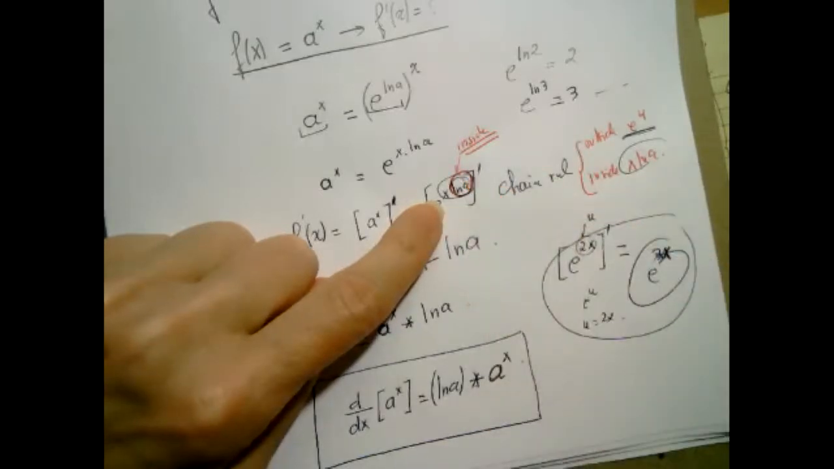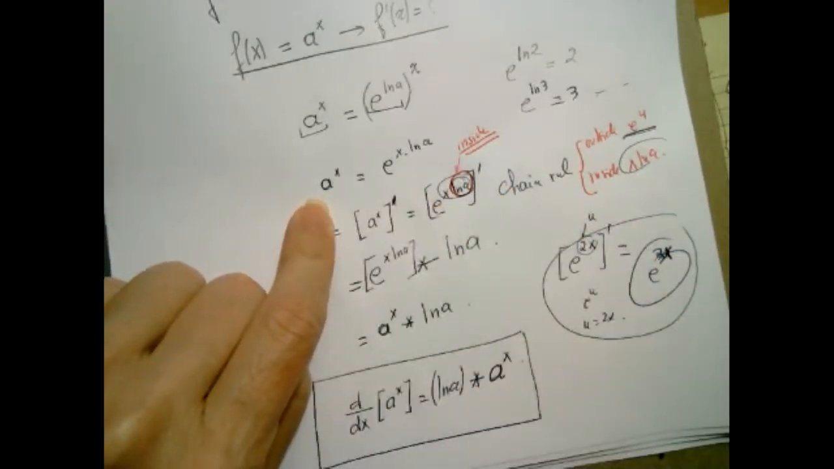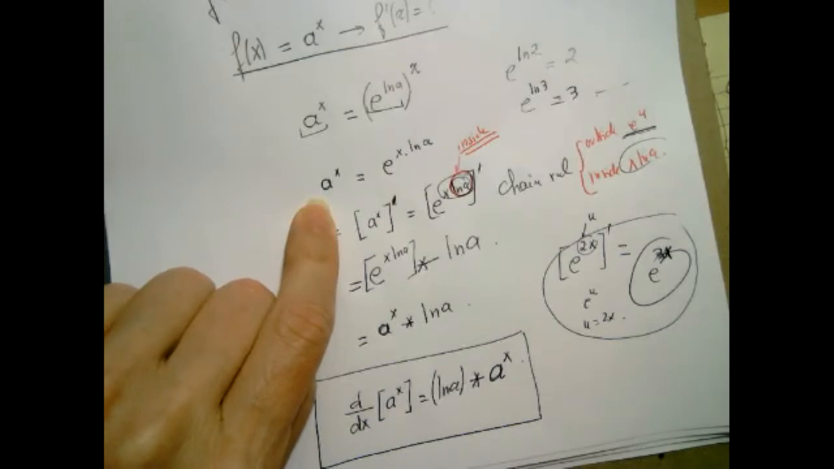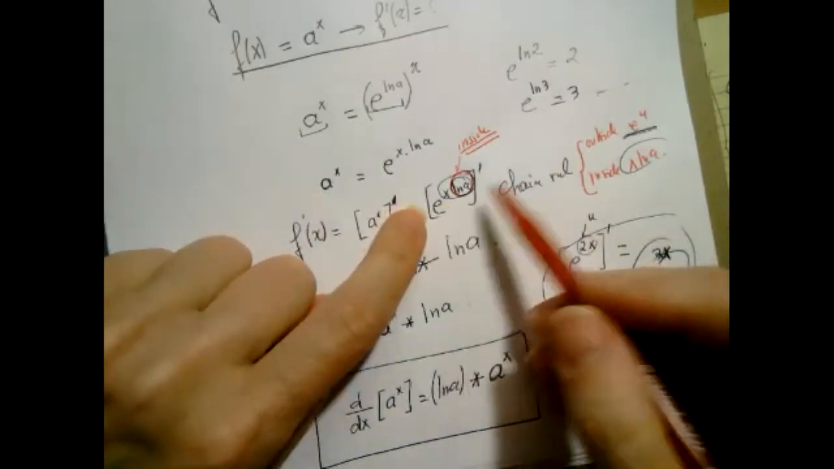So it depends on a. If a is 2, it's ln of 2. If a is 3, it's ln of 3. It's actually nothing more than a number, just like a 2 in here, just a constant. So what does this mean?